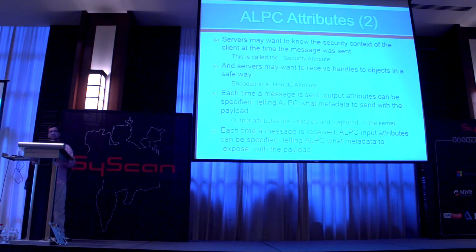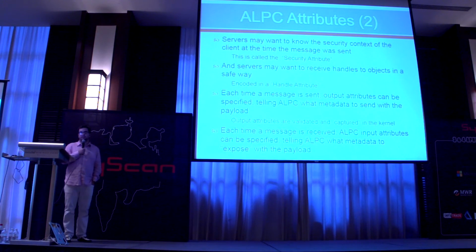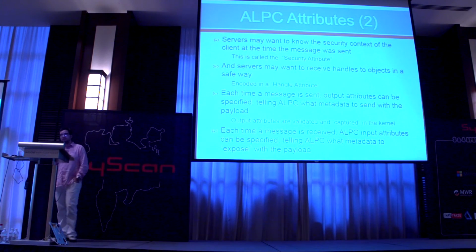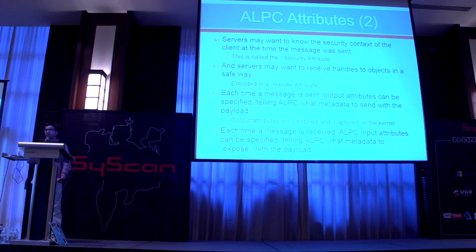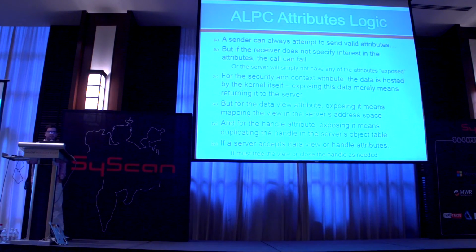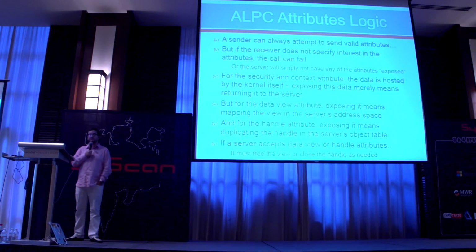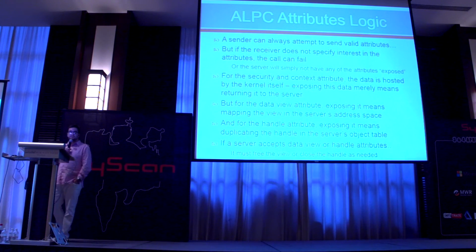Every time a message is received, the receiving side can say, here's the ALPC input attributes that I'd like to receive. So as a server, I can say, I want to receive handle attributes. I want to receive context attributes. I don't want to receive data view attributes. So you get to specify what attributes you're willing to accept, which attributes you don't want to accept. And so a sender can always send you valid attributes, but if the receiver doesn't want to receive them, then you as a sender either won't be able to send a message at all, or the message will just be dropped. Or the data and the attributes will not be exposed, will not be sent to the server.